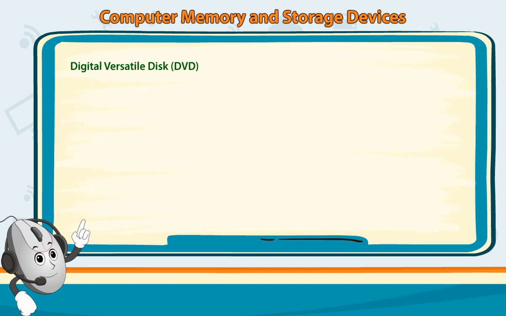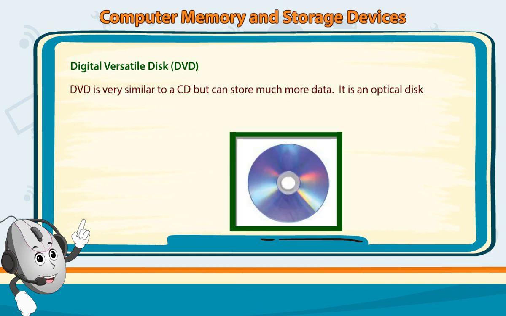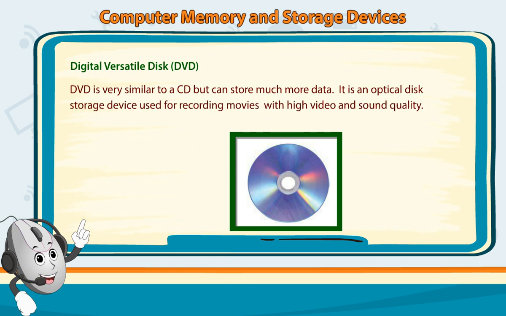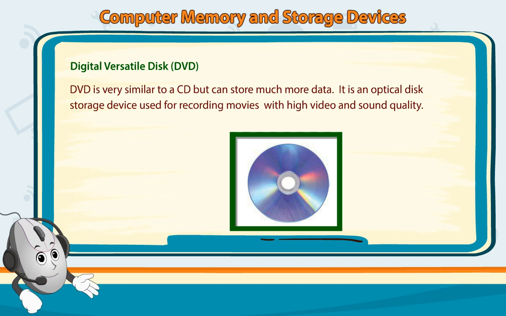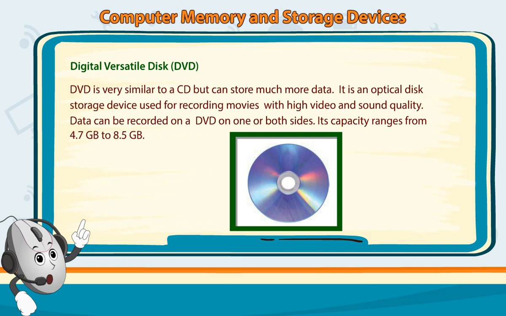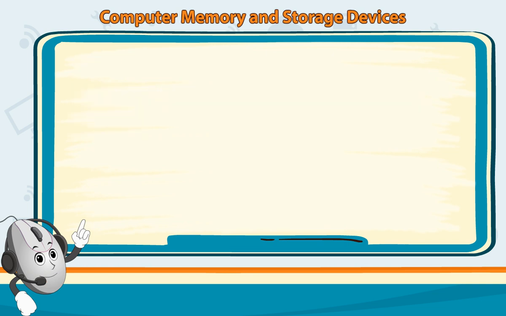Digital Versatile Disc (DVD). DVD is very similar to a CD but can store much more data. It is an optical disc storage device used for recording movies with high video and sound quality. Data can be recorded on a DVD on one or both sides. Its capacity ranges from 4.7 GB to 8.5 GB.